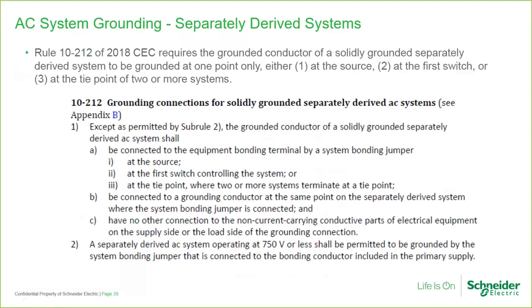Canadian Electrical Code Rule 10-210 deals with supply authority systems. Rule 212 applies to the AC system grounding of separately derived systems. It requires the grounded conductor to be grounded at one point only, either at the transformer or at the first switch controlling the system.